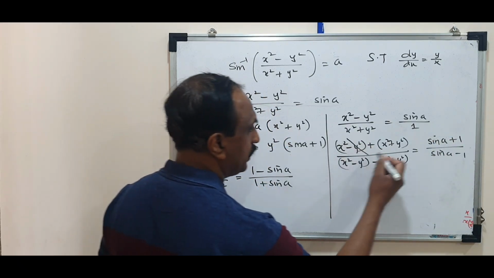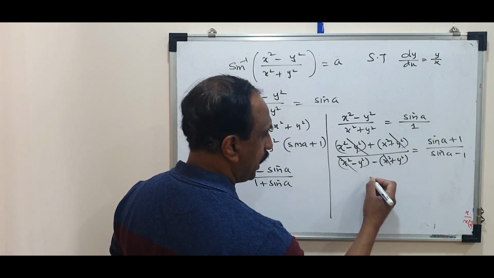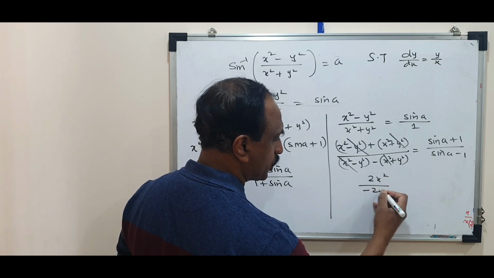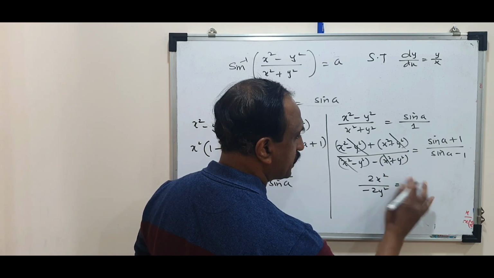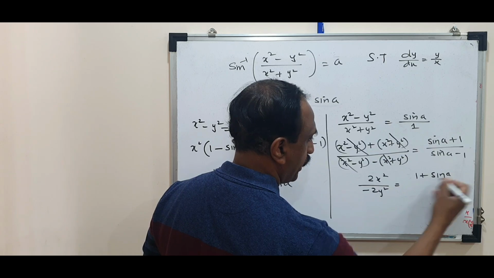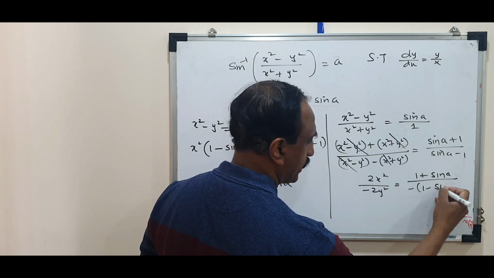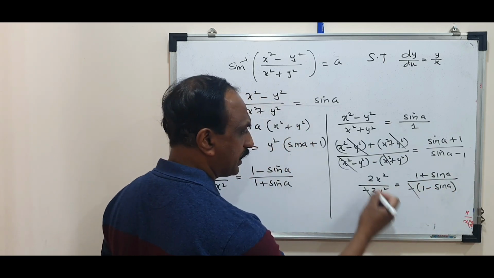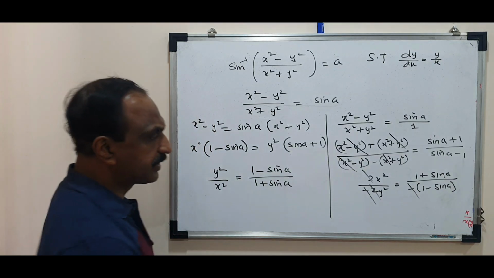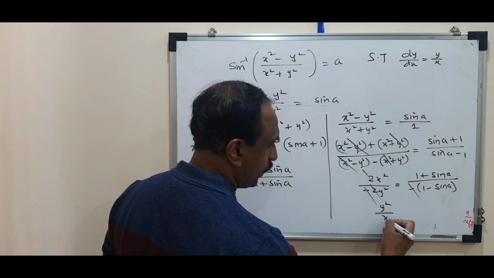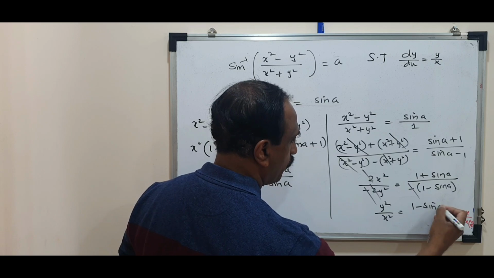So what happens here? I'll get the same condition here. I'll get 2x square upon minus 2y square is equal to 1 plus sin A divided by minus of 1 minus sin A. This minus will get cancelled. You can see the same answer coming up. Y square upon x square is 1 minus sin A upon 1 plus sin A.